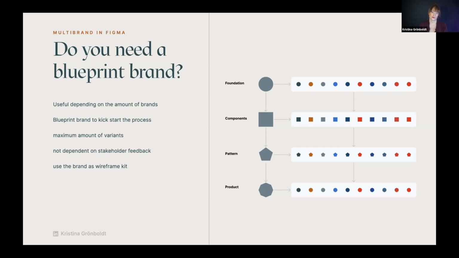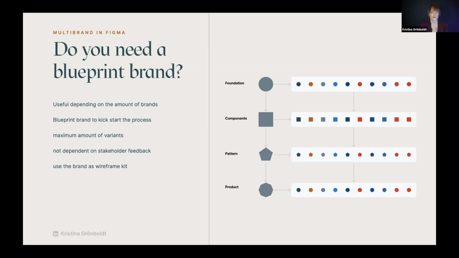So in our case, we thought it would make sense to have a safe space to start working on this. So we thought, let's have a blueprint brand to kickstart the process. It always contains the maximum amount of variations. So as explained, even though maybe one brand has only 3 variations, another one has 5, we would always cover the maximum amount. And the really cool thing is that this brand is not dependent on stakeholder feedback yet.